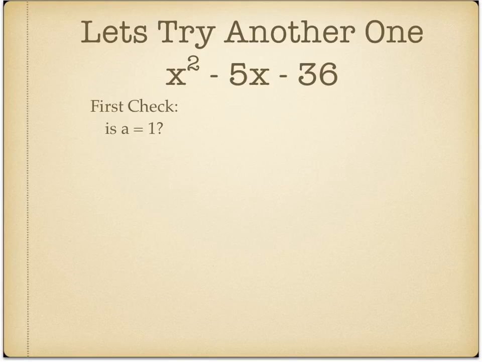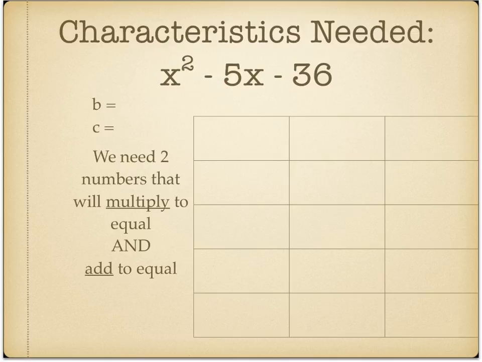Let's try one more example. Let's first check if the coefficient of the x squared term is a 1. Yes, it is. 1x squared. So we're good to go there. Then let's look for our characteristics. The b term is a negative 5, and the c term is a negative 36. So we want numbers that will multiply to equal negative 36 and add to equal negative 5.